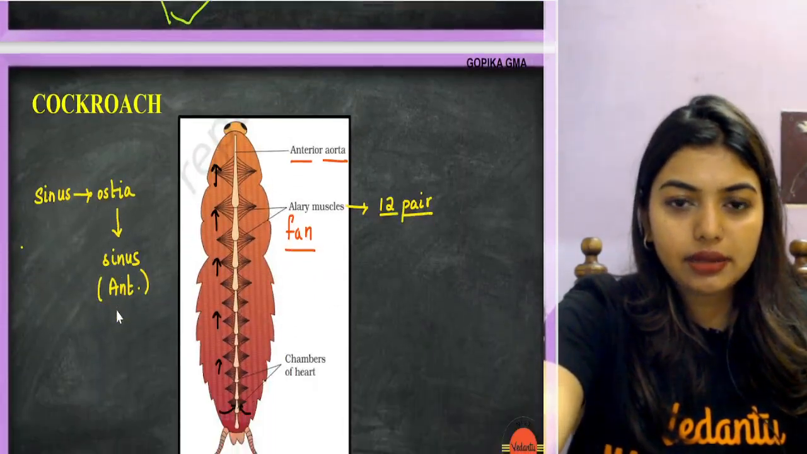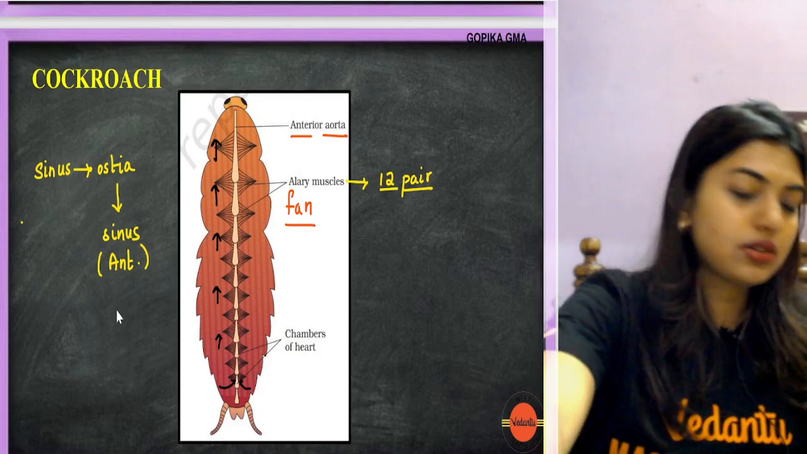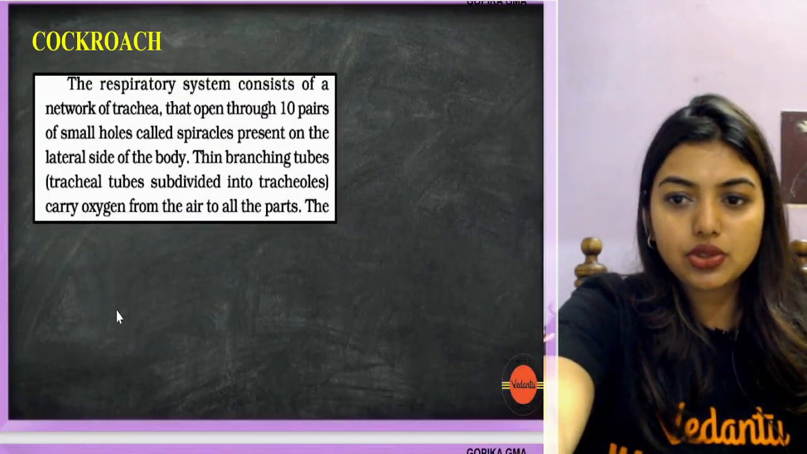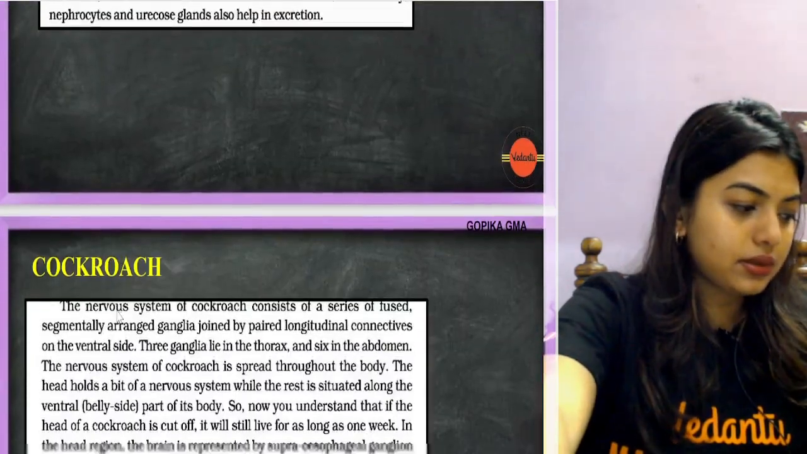Yes, this is the diagram. You can see here sinuses. Okay, ostia, 12 pairs. Now respiratory system we will do, students, after a short break.